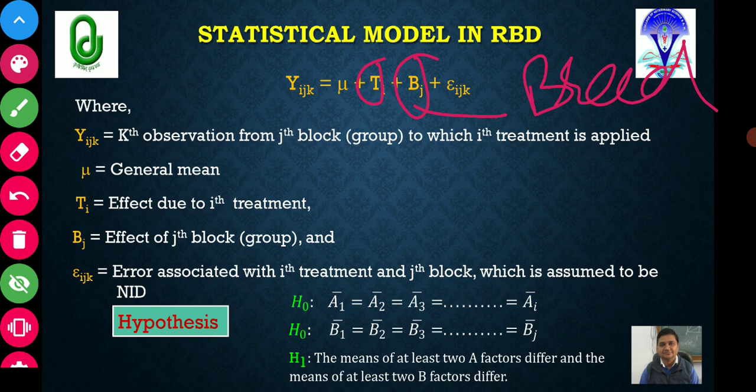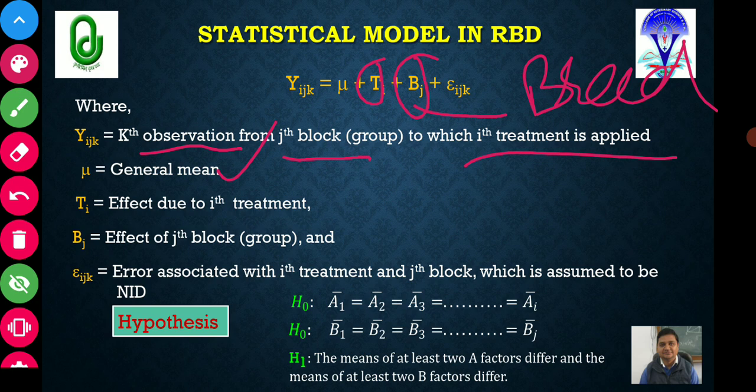So here, what is Yijk? Yijk is the kth observation from the jth block or group, that is, the kth observation on the jth block to which the ith treatment is applied. Mu is the overall mean or general mean. Ti is the effect of the ith treatment. So if you have 5 feeds, each feed has its own effect, the effect of the ith treatment. Bj is the effect of the jth block or group or breed. In our experiment it is breed, the effect of the second breed.